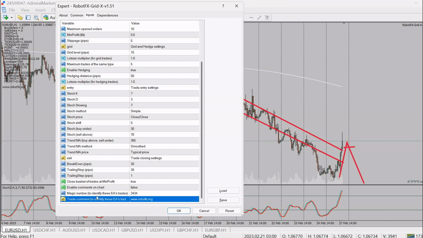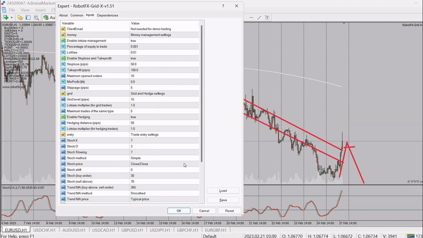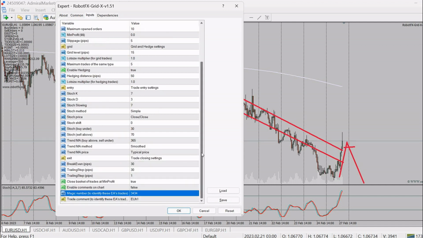And the last one in the settings is the possibility to add comments to trades opened and managed by this expert advisor. By default, it's the RobotFX.org website, but it can be anything else that will help you identify the trades opened by this EA. For example, Euro, USD, H1, and only that. So this is all about the settings, and I hope by explaining them I've also demonstrated that it is better to use this expert advisor than trading the grid manually.